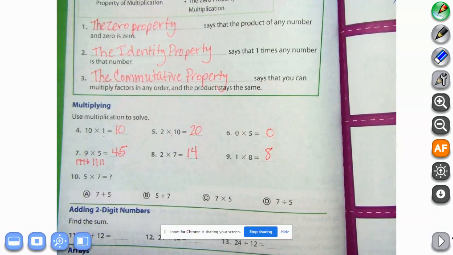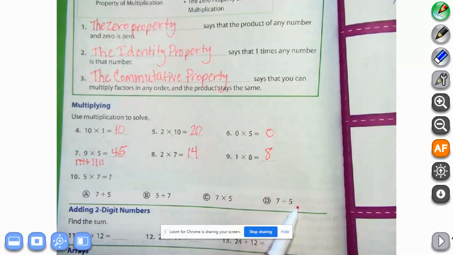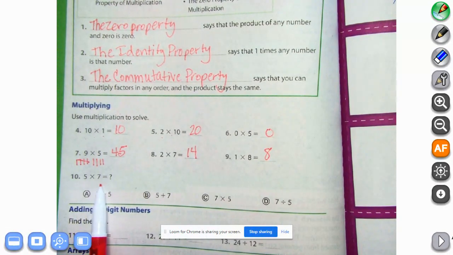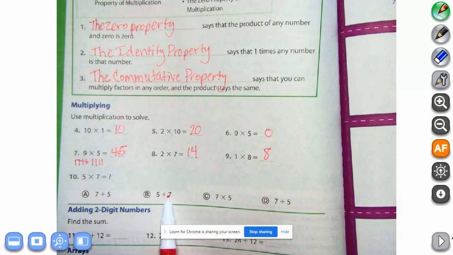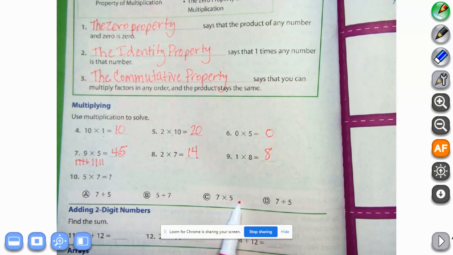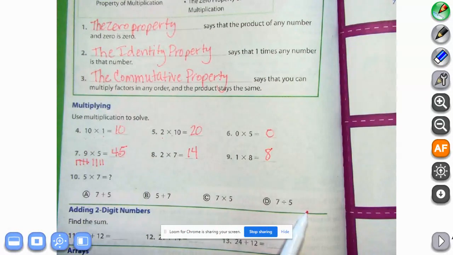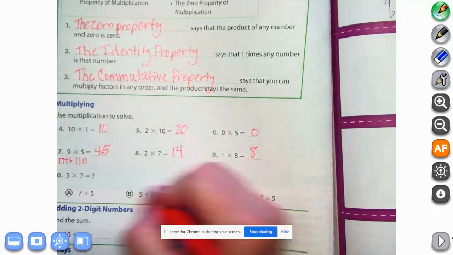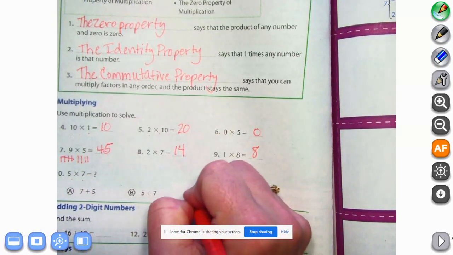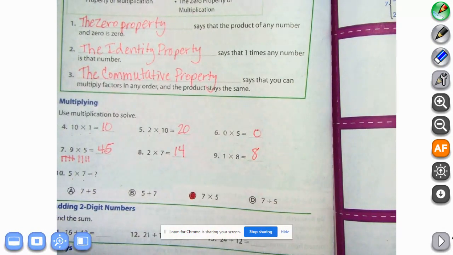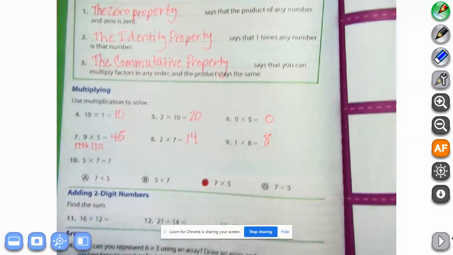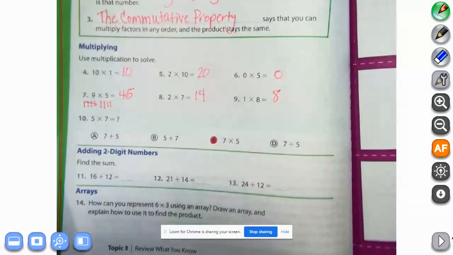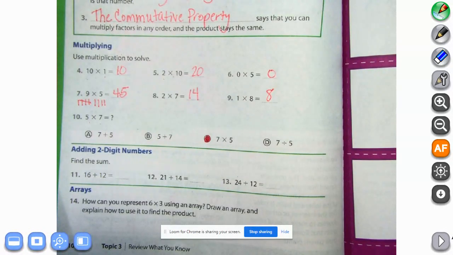5 times 7 is equal to which one of these down here? So 5 times 7 is equal to 7 plus 5, 5 plus 7, 7 times 5, or 7 divided by 5. Think about the commutative property. 5 times 7 is equal to 7 times 5. All right, we're nearly done. If you need to pause, go ahead and pause and then come back.